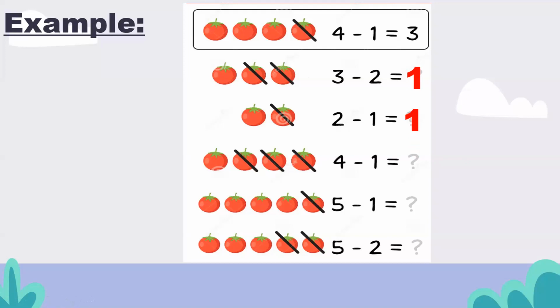And then we have 4 tomatoes. 4 minus 1, the sign is minus. That means I must count from the smallest to the biggest. After 1, 2, 3, 4. How many fingers do I count? Yes, 3 fingers. Who can answer this with me? 5 minus 1.